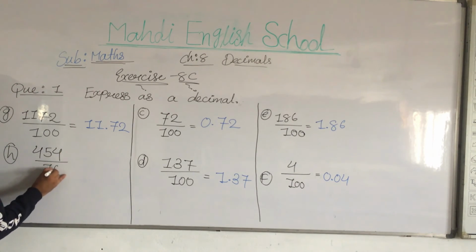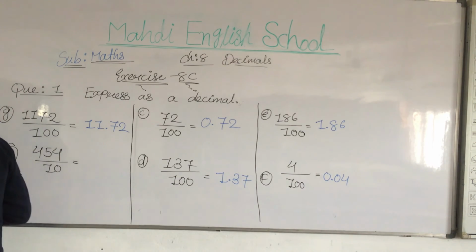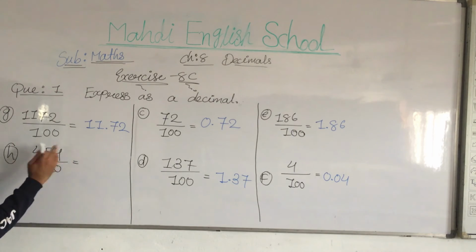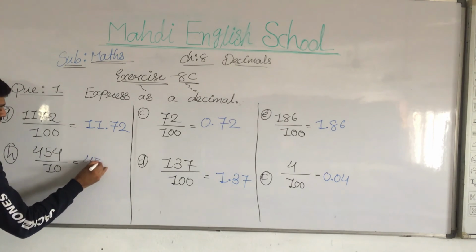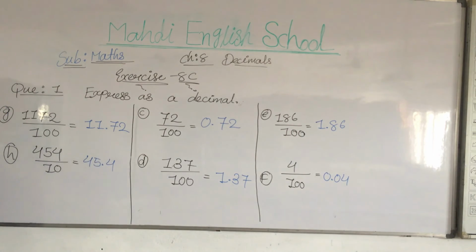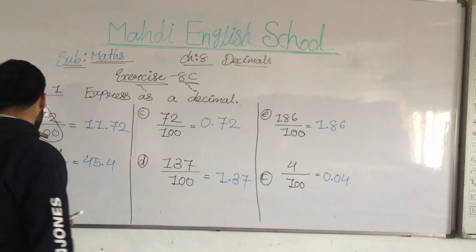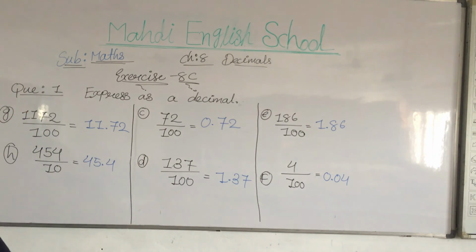Now H. So next, what is question number H, my dear students? 454 upon 10. Okay, how do we write it? After the last 1 digit, we have to put the decimal point. 45.4. Okay, got my points. That is G and H. Now we will move on further, my dear students.